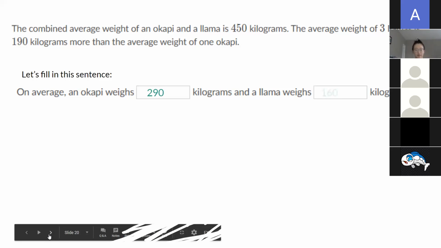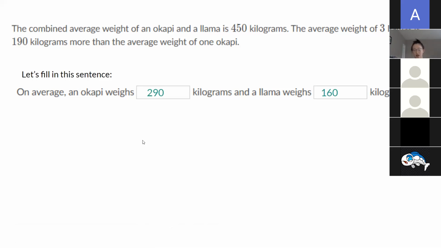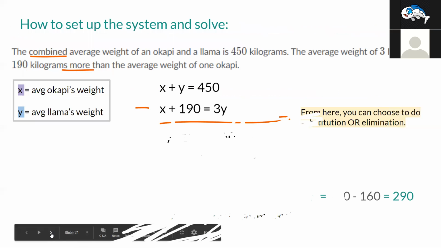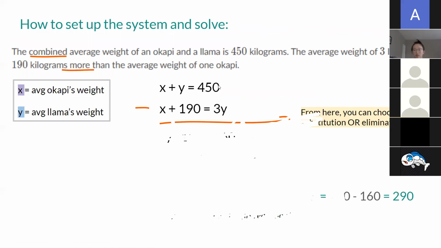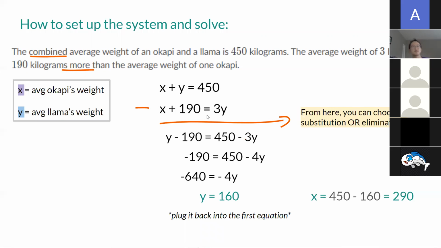Okay, so for those of you who did try to solve it, which I don't think were any of you, an okapi weighs 290 kilograms and a llama weighs 160 kilograms. Okay, so this is how you solve this equation. Let's just read it together first.